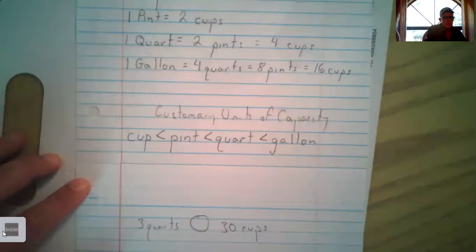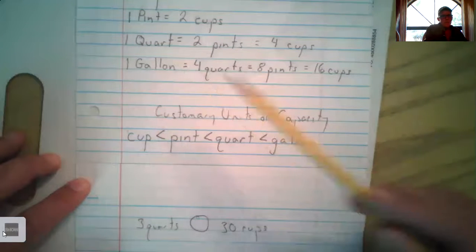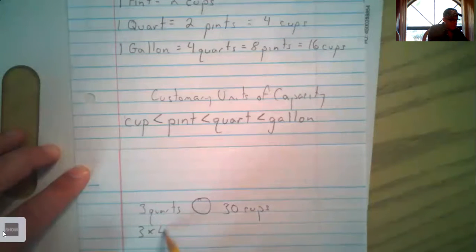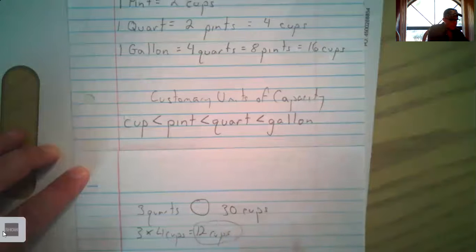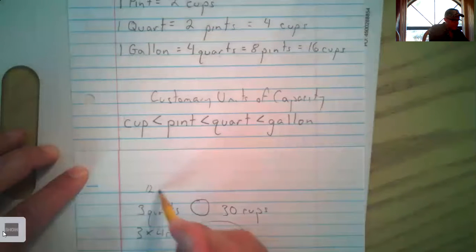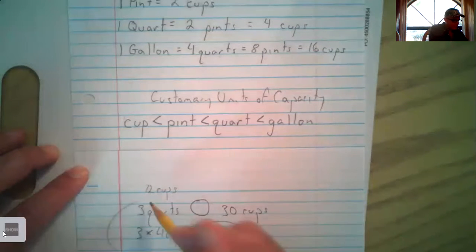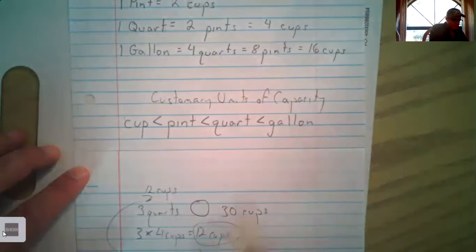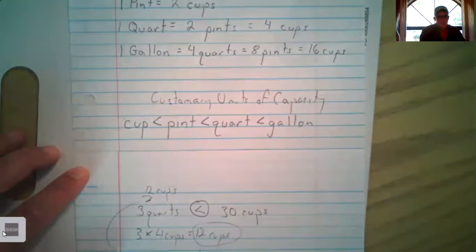Well, I know just by looking up here, 1 quart equals 4 cups. So I'm going to say 3 quarts right here times 4 cups equals 12 cups. Now I could put this 12 cups right up here. Now I can see that 12 cups is obviously going to be less than 30 cups. So 3 quarts, since that is equivalent to 12 cups, is less than 30 cups.